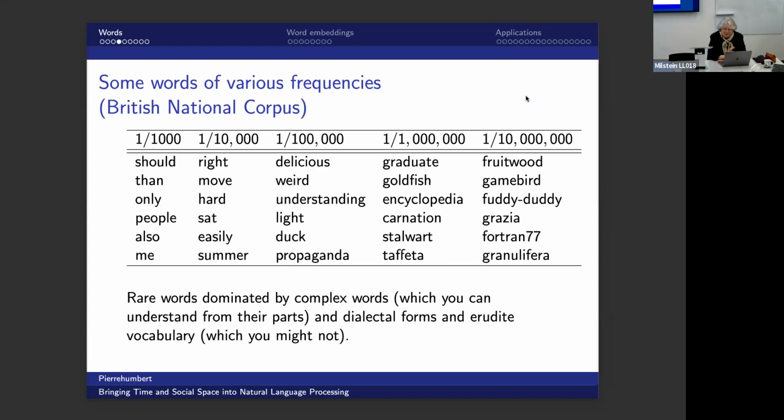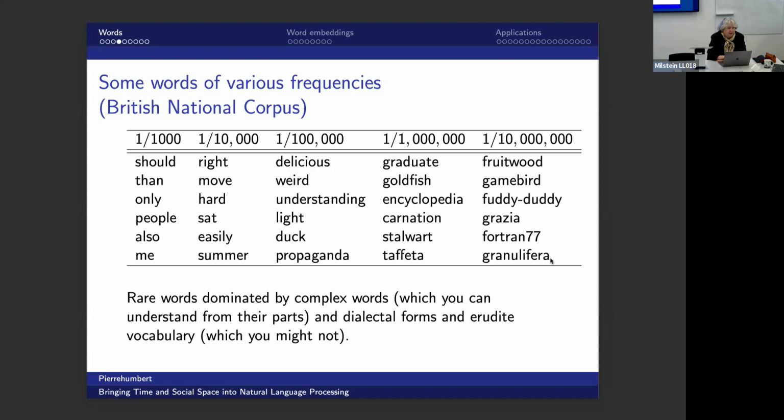So what's going on there? There are a couple that seem very straightforward because they have parts that you recognize immediately, like fruitwood and gamebird. People might believe they've seen these, even if they haven't. We've got some obsolete slang. We've got some things that show up in particular dialects. And then we've got things that reflect specialized knowledge. This is specialized knowledge about computer science. This is specialized knowledge about poisonous frogs.